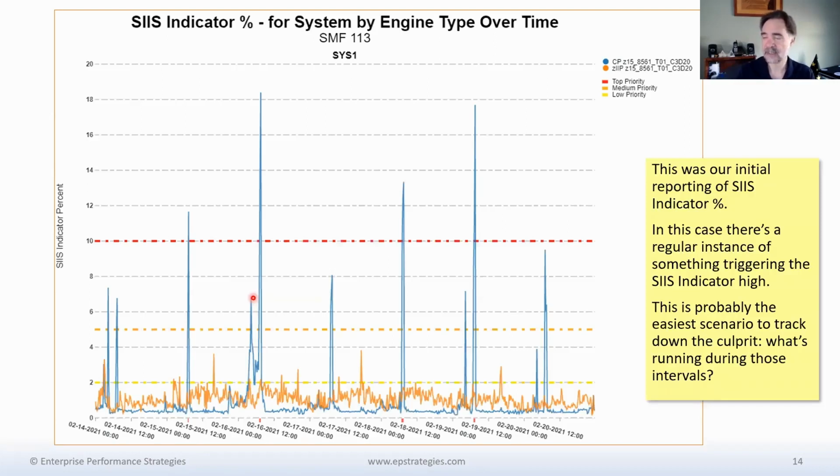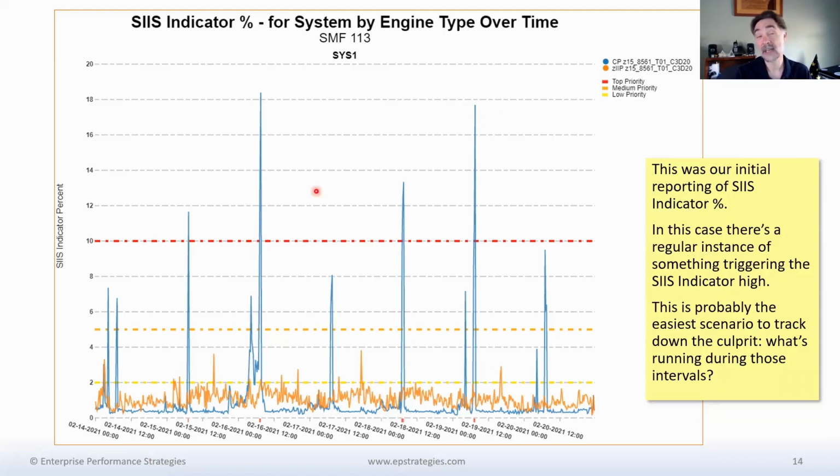So this was some of our initial reporting of the SIS indicator percent. And in this case, we see there's this very regular occurrence here. Now, this is a week's worth of data. And if you look at the timeline, it looks like pretty much every day there's this kind of spike here. It turns out this spike is around 7 a.m.